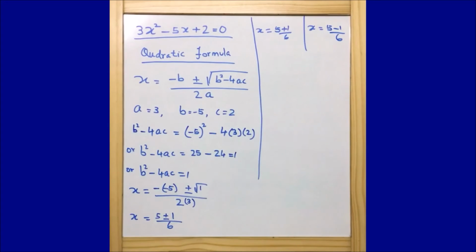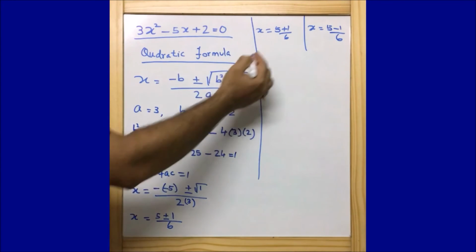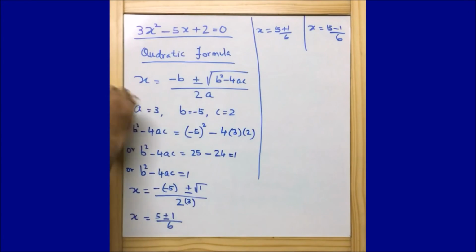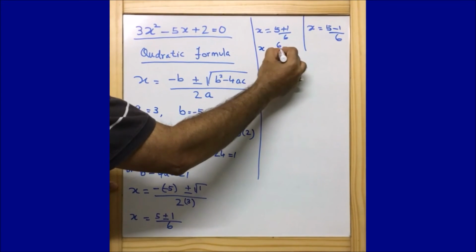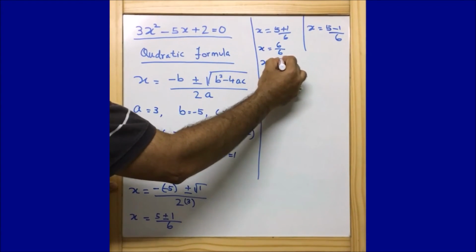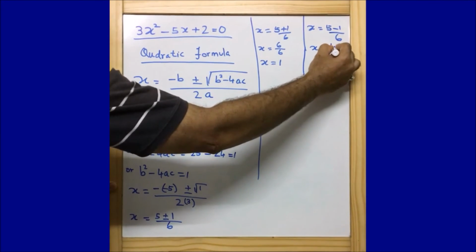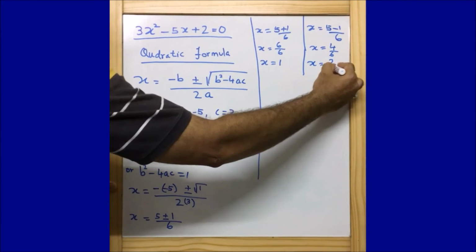Hope guys till here we are pretty clear, because we got x is equal to 5 plus or minus 1 by 6. So this plus or minus I am taking 2 times, one is plus and one is minus. So that is what I did here in the next step. X is equal to 5 plus 1 by 6, and the other value of x is equal to 5 minus 1 by 6. Now let us solve this. Or I can write x is equal to 6 by 6, or we can say x is equal to 1. Similarly, here x is equal to 5 minus 1 is 4 by 6, or I can say x is equal to 2 2 is 4, 2 3 is 6.